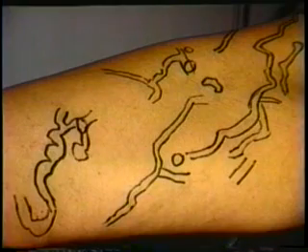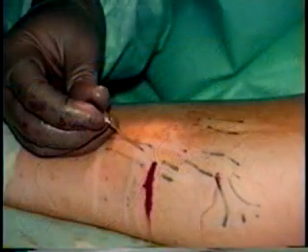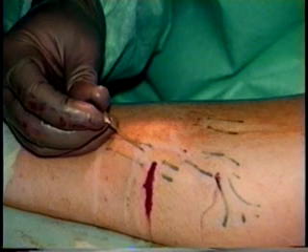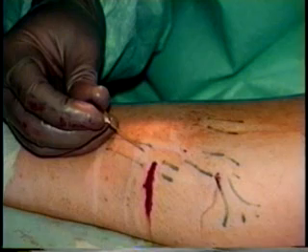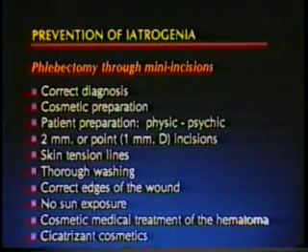As regards iatrogenic prevention in phlebectomy through mini-incisions, it should be pointed out that this precision-type surgery calls for preoperative cartography, as the use of a scalpel or a 1 millimeter needle requires an exact diagnosis and a perfect cosmetic preparation of the skin. Also, patients must be physically and psychically prepared.